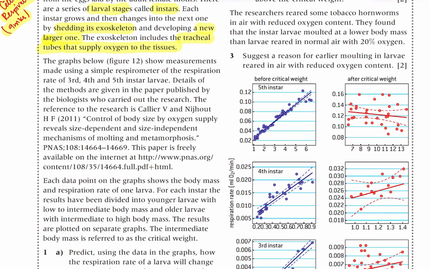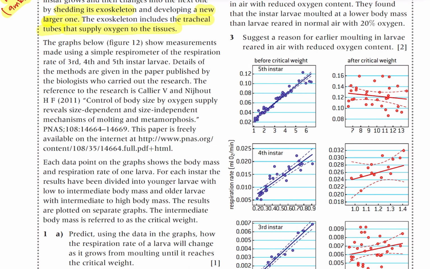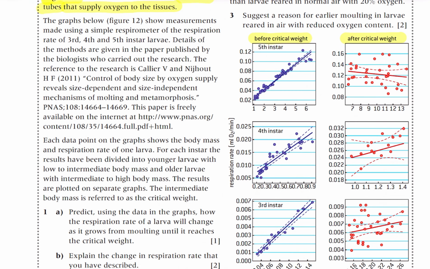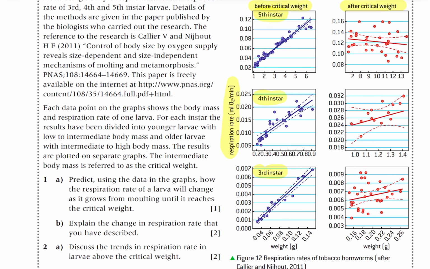So here we see the graph is given where a critical weight is taken before and after, and there's a time period given. Three instars were taken: third stage, fourth stage, and fifth stage, and we are looking at the respiratory rate. Since this is about the supply of oxygen, we are talking about aerobic respiration done by the instar, and we are going to compare. We'll look at the questions now.